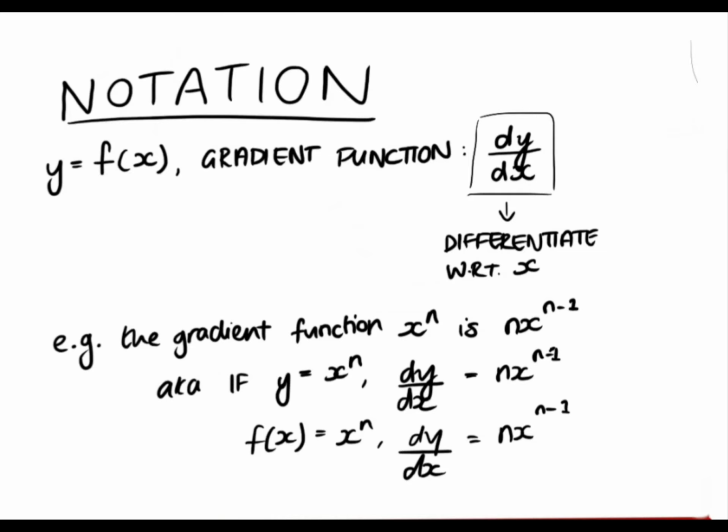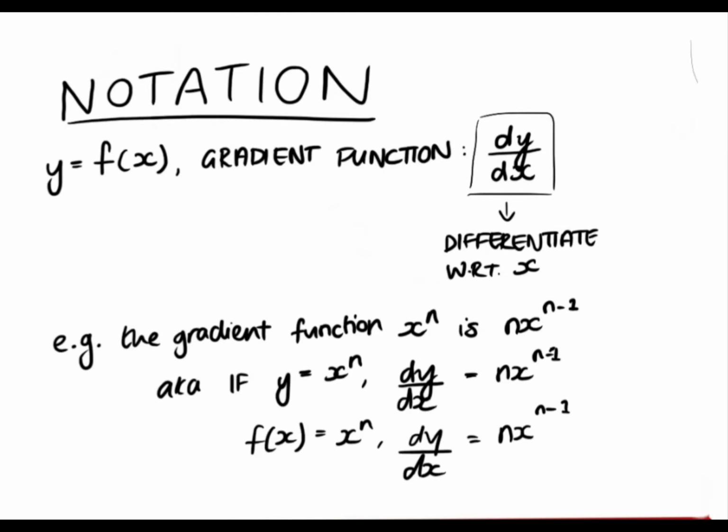So for example, the gradient function of x to the power of n is nx to the power of n minus 1. So what that means is if you've got a graph that has a function of y equals x to the power of n, if you were to differentiate that graph, you would get nx to the power of n minus 1, where n is just a number. You could also write that as f of x equals x to the power of n, and again, when you differentiate that, you get nx to the power of n minus 1.